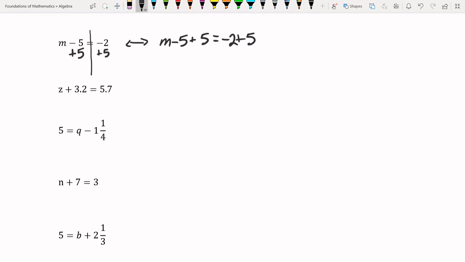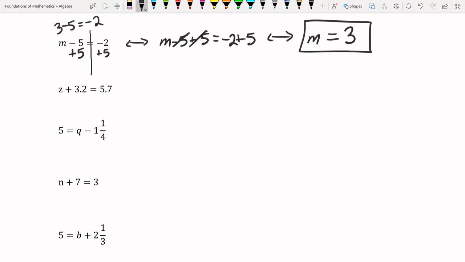However, I do this so that the negative 5 and the plus 5, which are like terms, cancel, and we get m by itself on the left-hand side of the equation. Negative 2 plus 5 is 3. You can always check your work. 3 minus 5, that does, in fact, give us negative 2. So we've got a true statement here. m does equal 3.